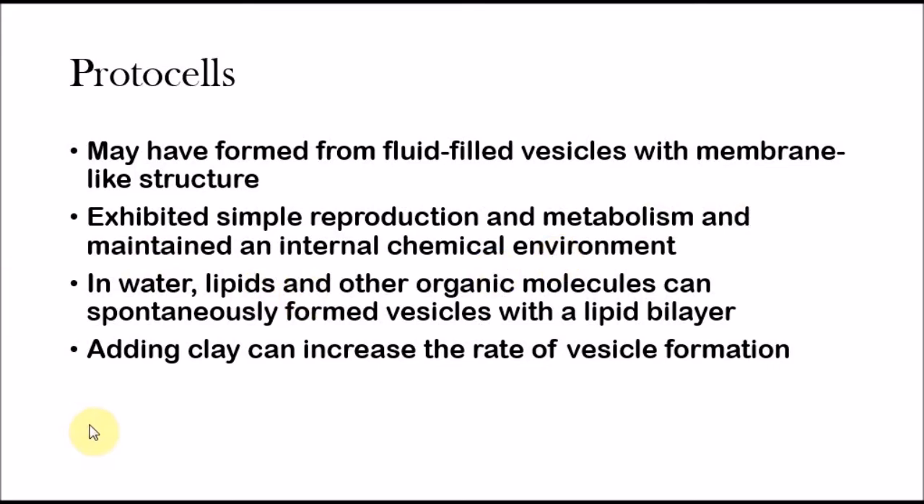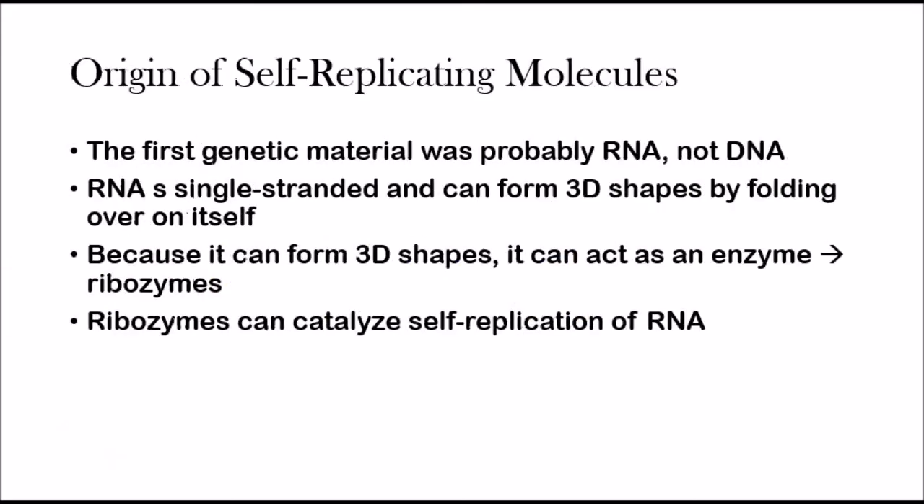Okay. The origin of self-replicating molecules: the first genetic material was probably RNA, not DNA, because RNA is not as complex as DNA. RNA is single-stranded and it can form 3D shapes by folding over on itself. Okay, and because it can form 3D shapes, it can act as an enzyme.